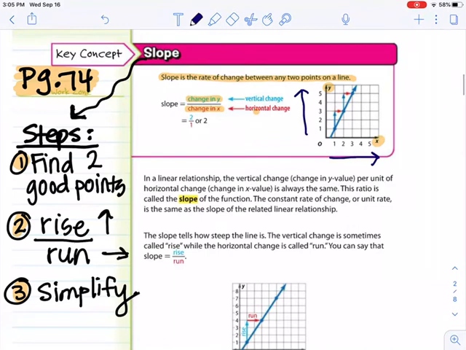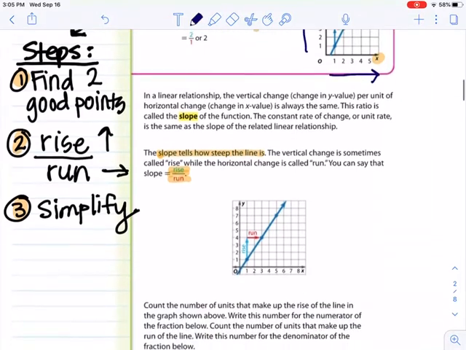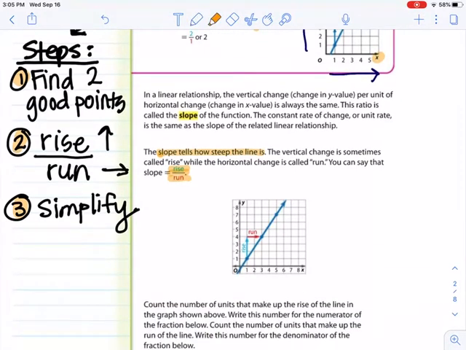Another thing about slope, if you look down in the second paragraph here, is that slope says how steep a line is. So the steeper a line is, the higher the number the slope will be. Another way slope is referred to is rise over run, and that's usually what I'll call it. Rise is our vertical change, and you can see that it's right here in your math book. Rise is how far up that vertical change is, and run is how far to the right it is.